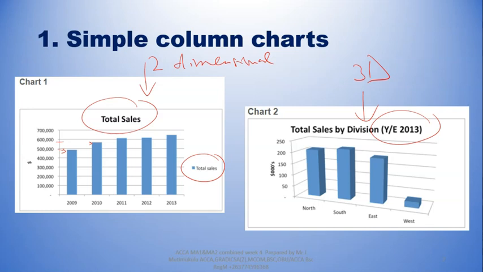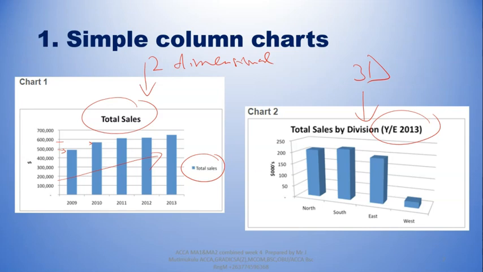So from the point of interpretation, you can see that these sales have been growing steadily from 2009 up to 2013. They've been actually growing up, although in 2012 the growth was not that significant. All right, but in general, you can see that there is an upward growth. There's an upward trend in the growth of sales over the 5-year period.